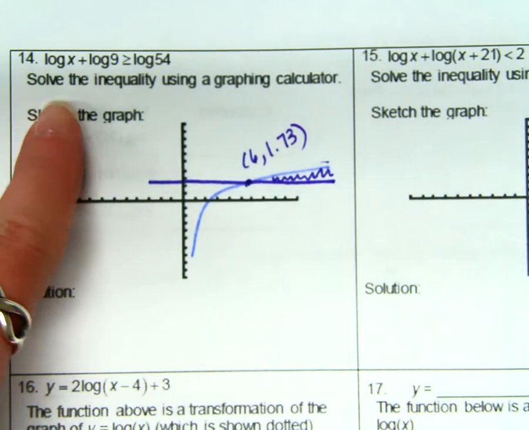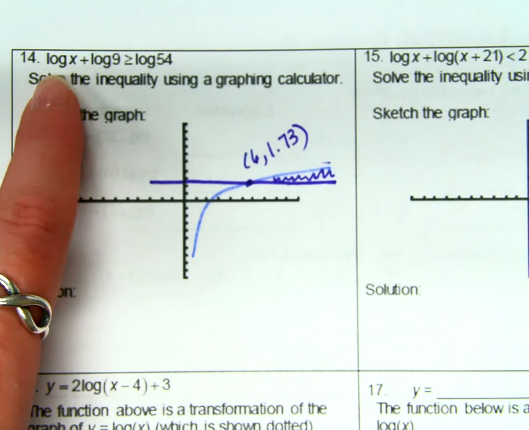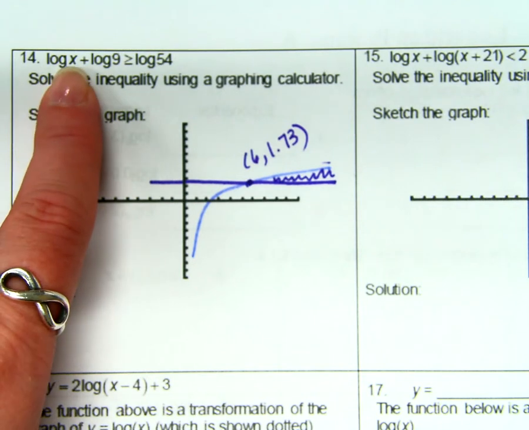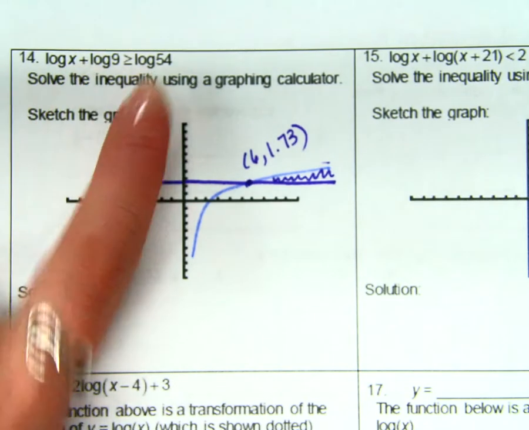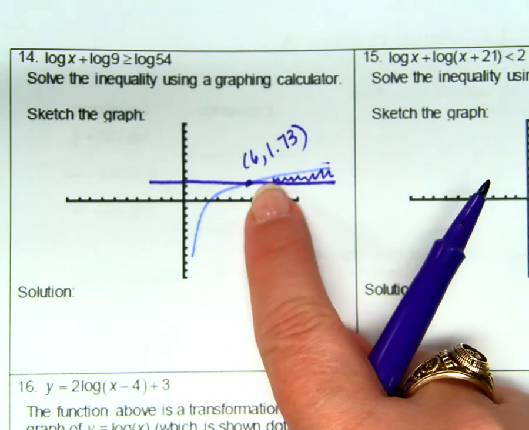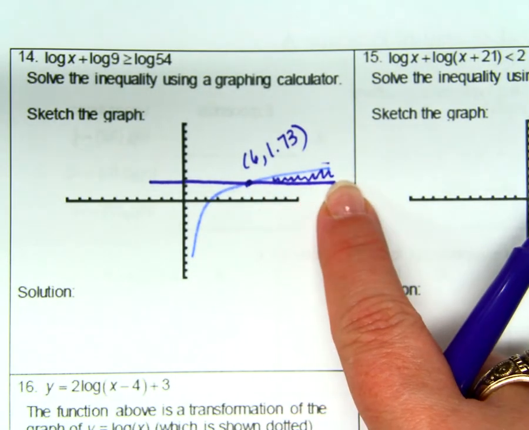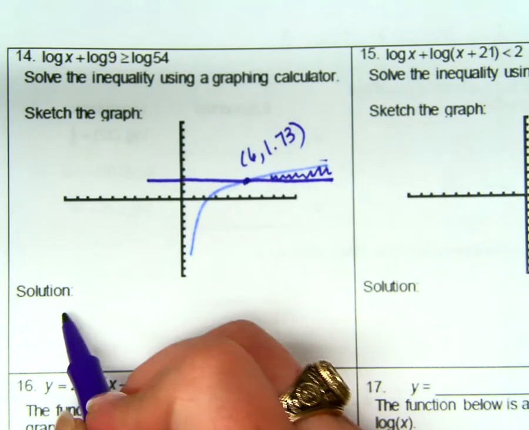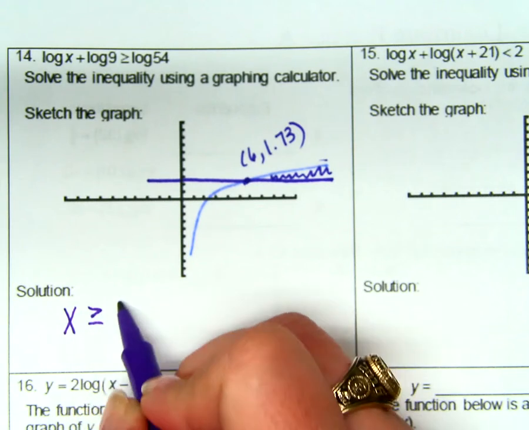So all we're trying to solve for here is x's. When is the x of this equation going to be true? On this side of that point, right? So whenever x is greater than or equal to 6.